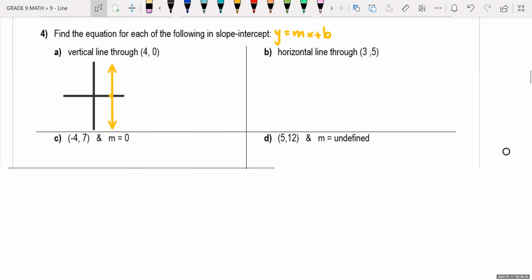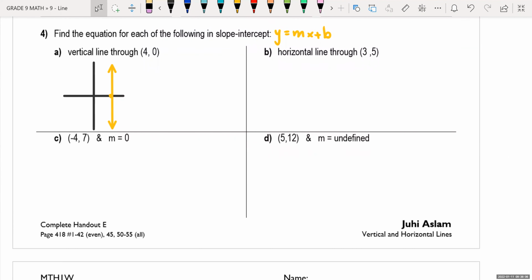Remember Hoy and Vooks. It's a vertical line. That means the slope is undefined. Anyone want to guess what the equation for this would be? Think back to Vooks, V-U-X. It's going through the x-axis, but what number is it going through?